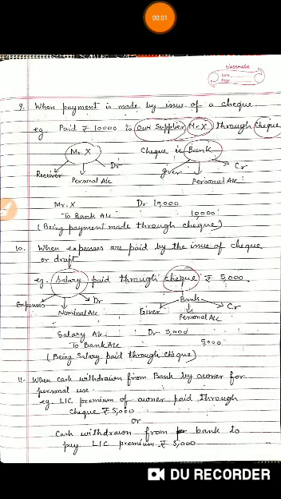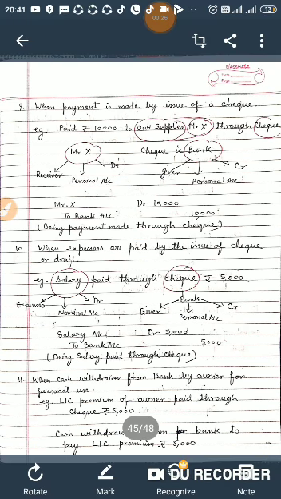Now the next topic is when payment is made by issue of a check. Whenever you make payment through check, for example, I have paid rupees 10,000 to our supplier Mr. X through check. In this transaction, two accounts are involved: Mr. X, that is our supplier, and check, that is bank. Mr. X is a personal account.